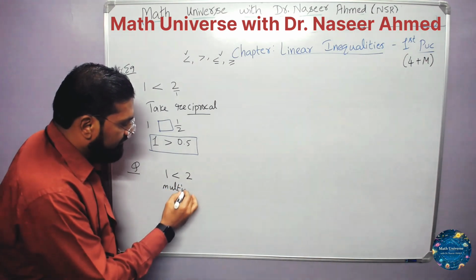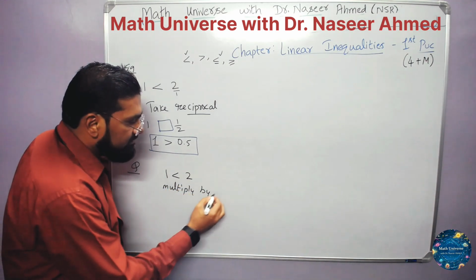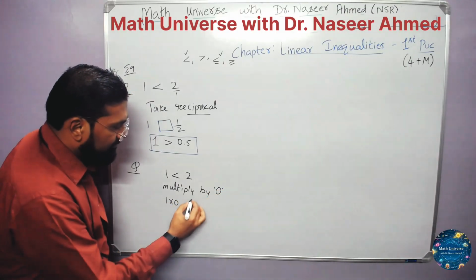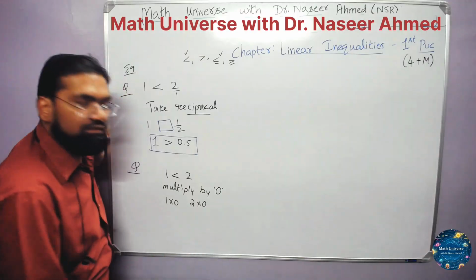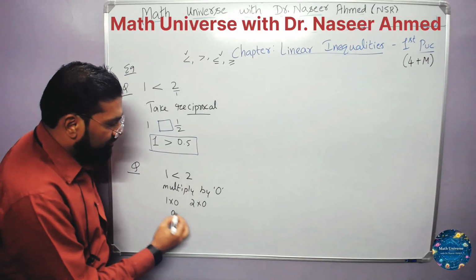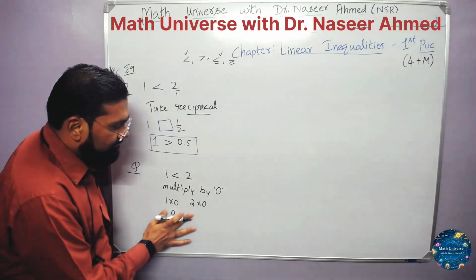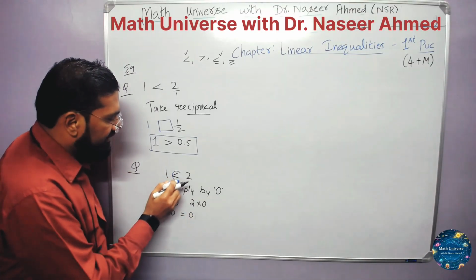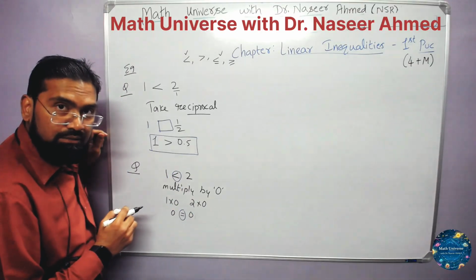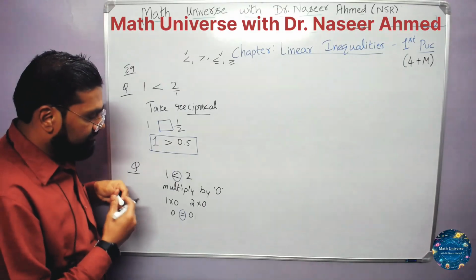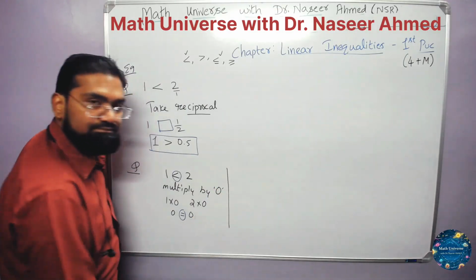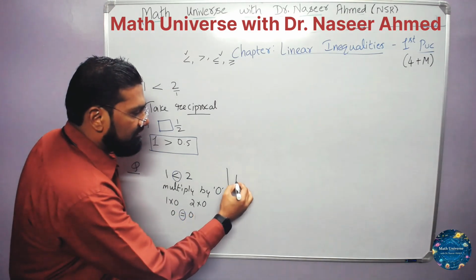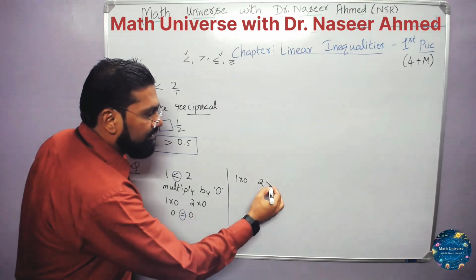Multiply by 0. 1 into 0, 2 into 0. 1 into 0 is 0, 2 into 0 is 0. And here what we are getting? 0 equal to 0. It is completely changing the inequality. Point number 1. Now see carefully again. In this scenario, whatever we have, 1 into 0, 2 into 0.